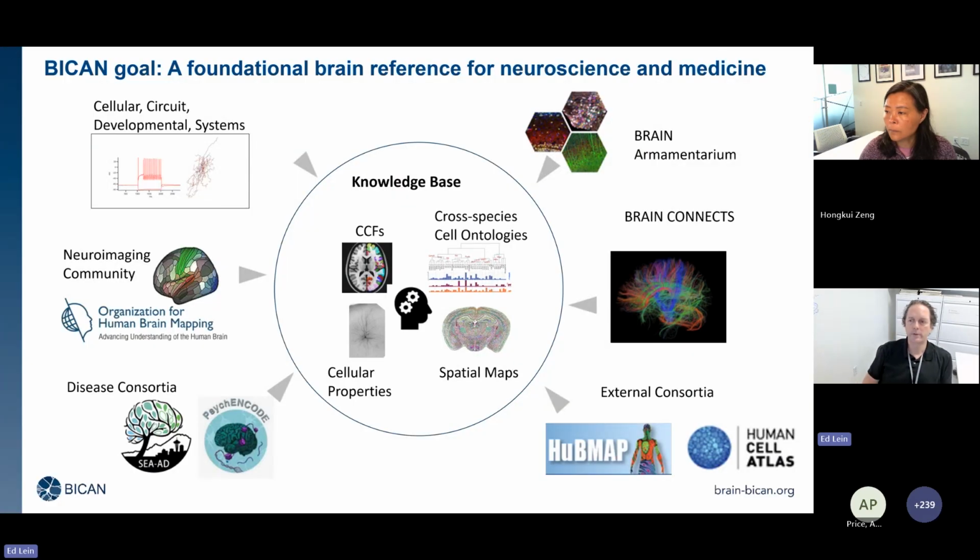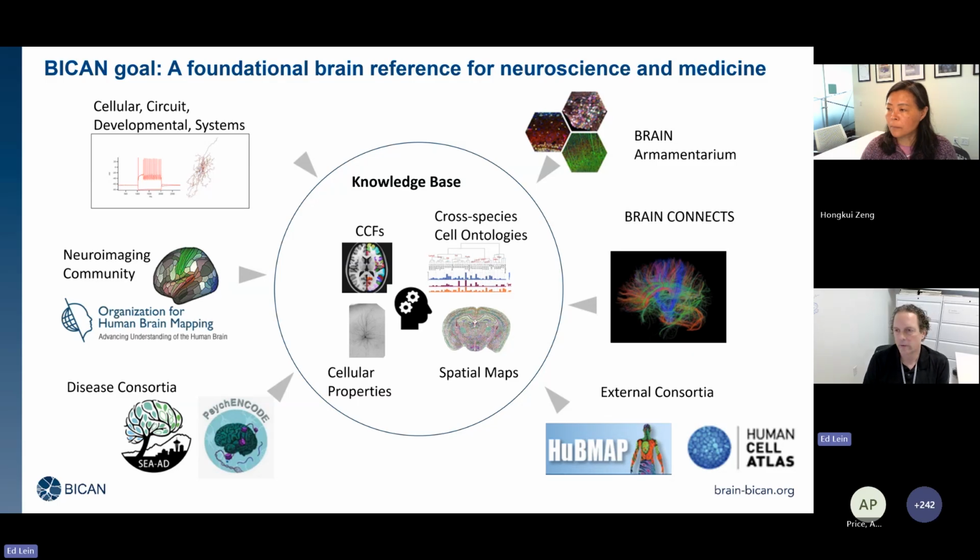So really the North Star that we've been following for BICAN is to try to create this foundational reference for neuroscience and medicine that we'll be primarily describing as a set of molecular cell atlases or cell taxonomies that can describe the cellular makeup of the brain and its molecular underpinnings. However, this is intended to be much more than something to serve the single-cell genomics community. This is meant to be a foundational atlas that serves the entire community.